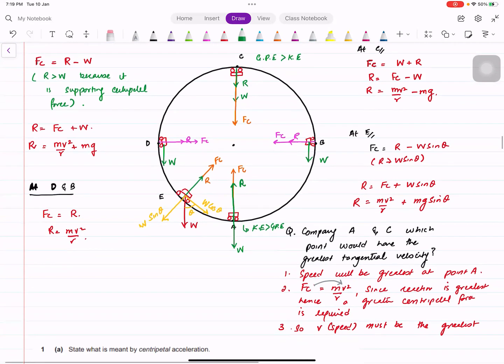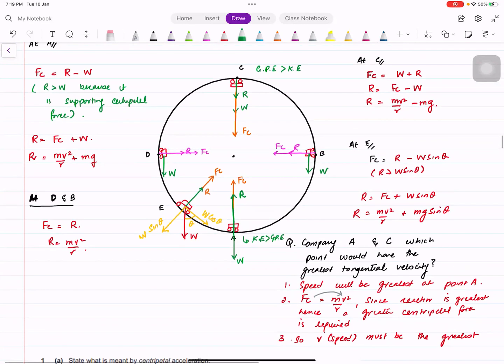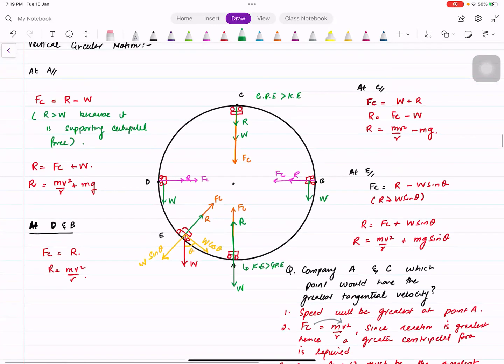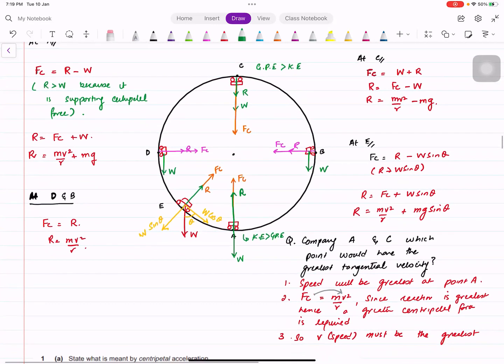Sir, in the answers, in point 2, what's the fourth word from the left? Since reaction is greatest, hence a greater force. Okay, it looks like nens, but I'll do it: hence.